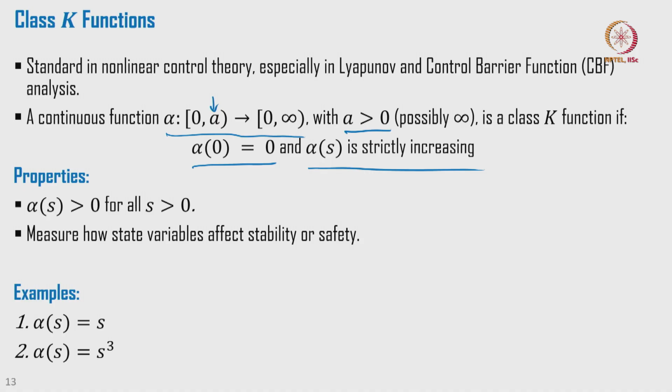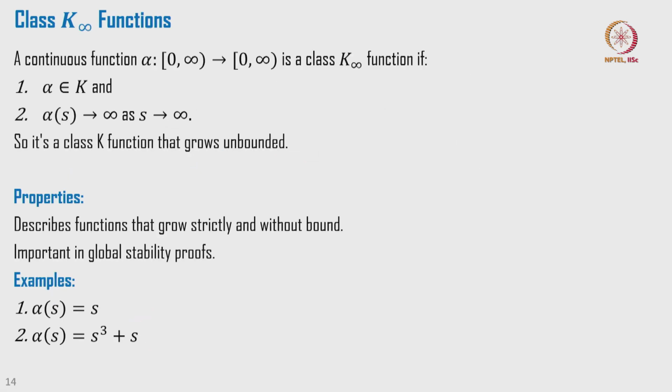Okay, the property alpha s greater than 0 for all s greater than 0, which shows that it should be strictly increasing, and this is the property for it, and it measures how the state variables affect the stability or safety. Okay, there are certain examples you can carry out and check whether these are examples of class K functions or not. Okay, now when we talk about class K infinity functions, then the value of a becomes infinity, and then we call it a class K function where alpha belongs to K.